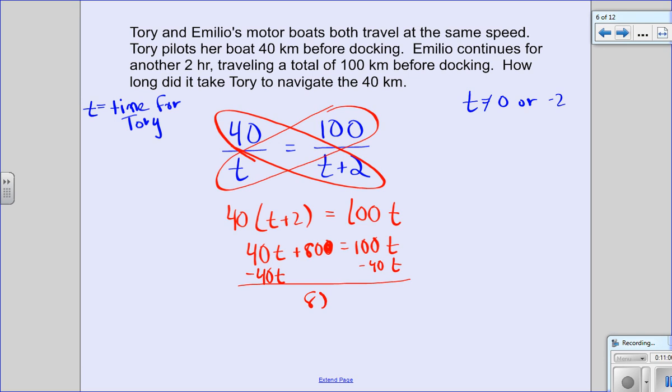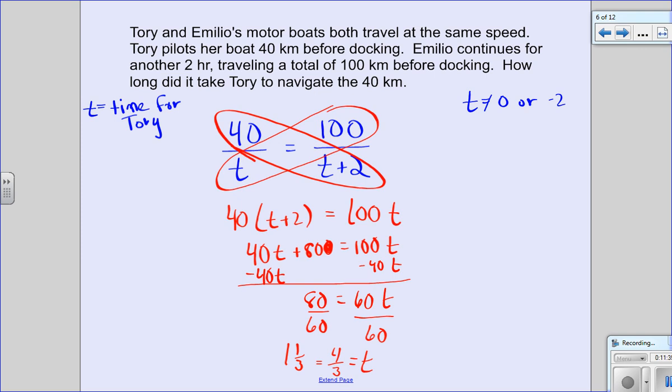So 80 is equal to 60t. And then we divide each side by 60. So t is equal to 80 over 60, which is the same thing as 8 over 6, which is the same thing as 4/3. Which is also the same thing as 1 1/3. So the time that it took is 1 1/3 hours.